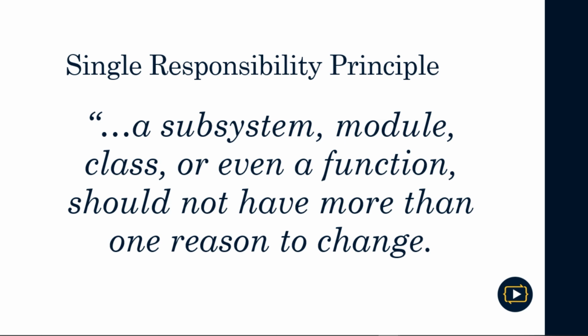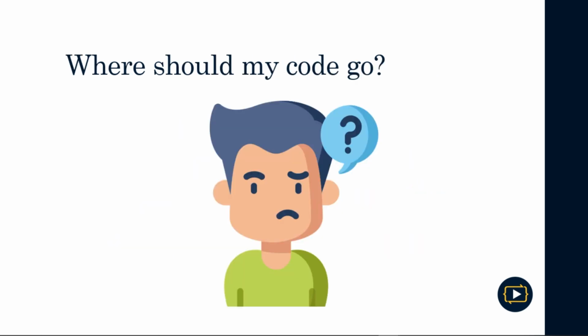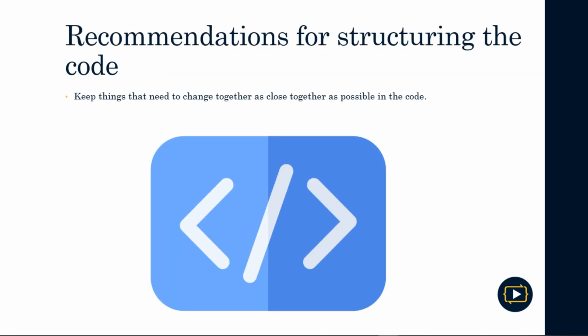Let's analyze this principle in more detail, but first, let's study a couple of concepts that are closely related to the Single Responsibility Principle: coupling and cohesion. When developing a system, you may have wondered, where should my code go? Perhaps, as a good developer, you are always looking for the best way to organize your code to make it easier to read, understand, and change if necessary. There are some general recommendations that we can take into account to achieve these goals in the code and that are related to the Single Responsibility Principle.